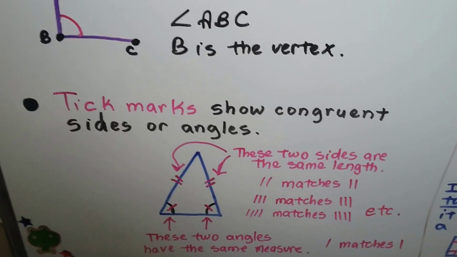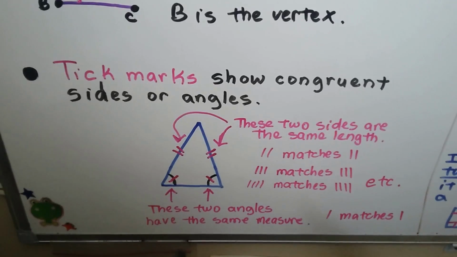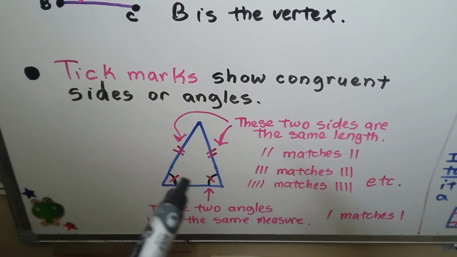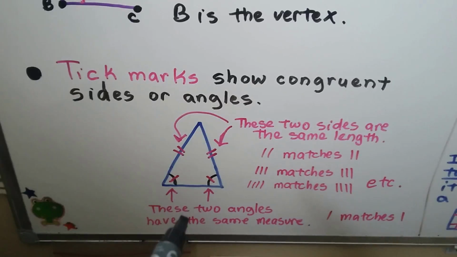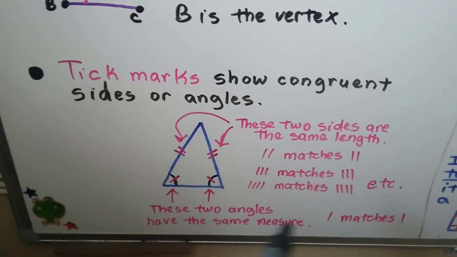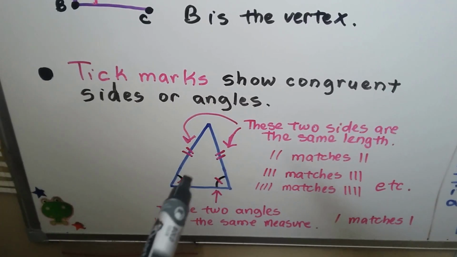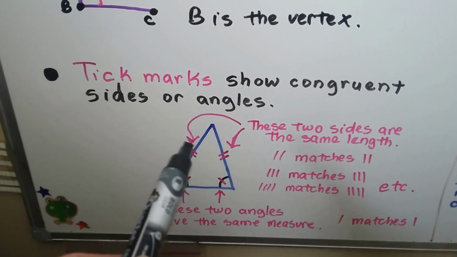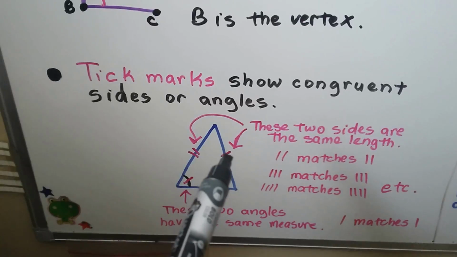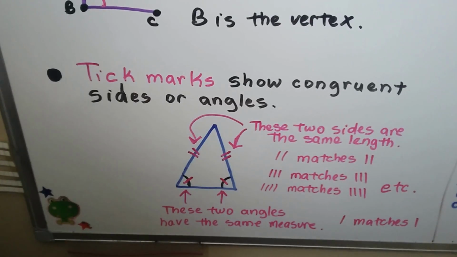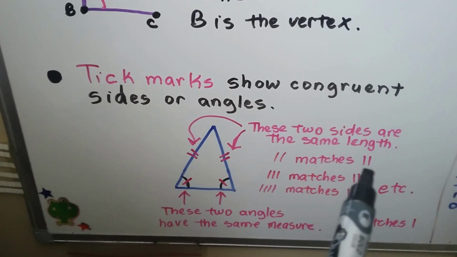And there's little tick marks that show congruent sides or angles. We have this angle is congruent to this angle, so they're the same measure, and that little 1 tick mark matches the other little 1 tick mark in the angle, see? This side has 2 tick marks, and so does this one. That means they're the same length. The 2 tick marks match the 2 tick marks.